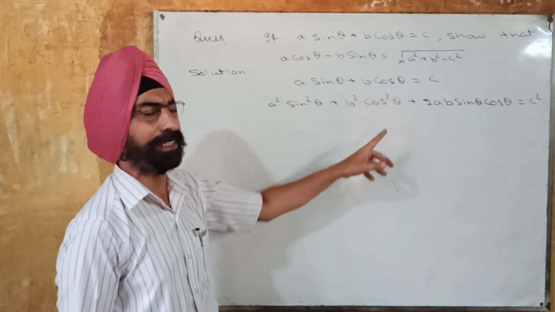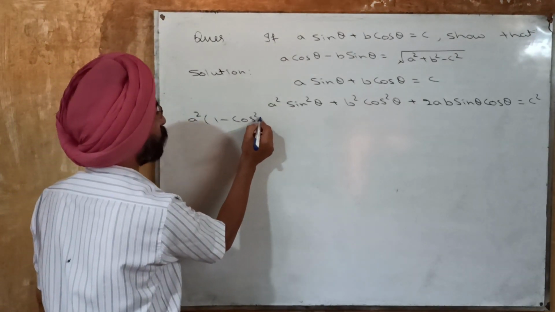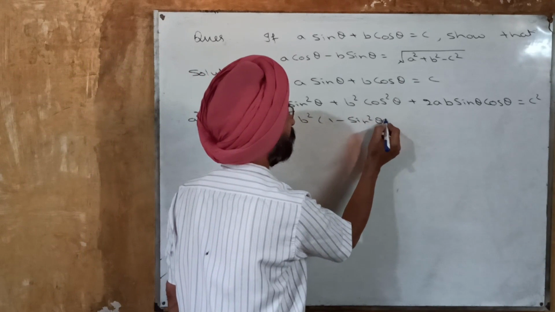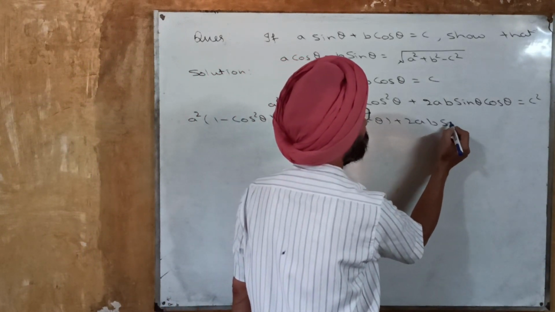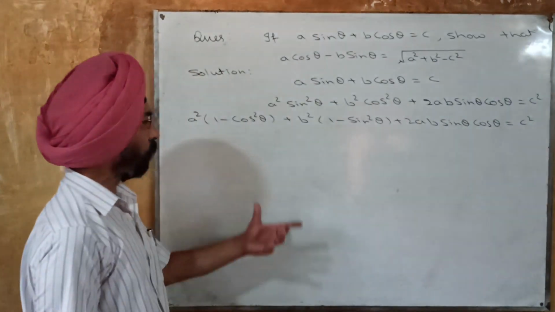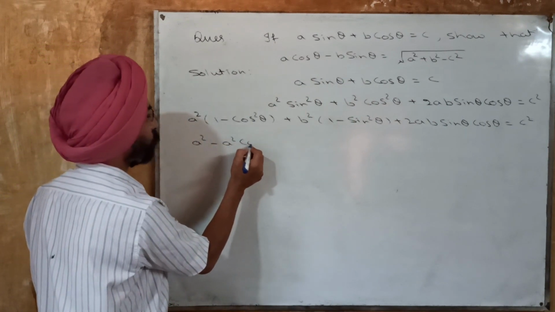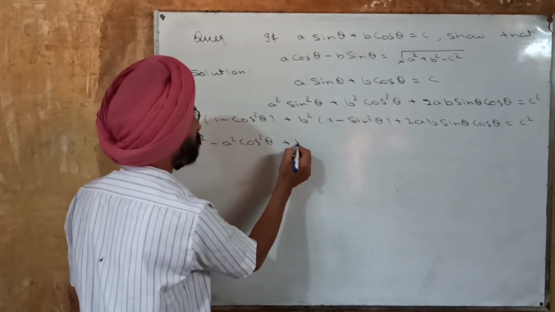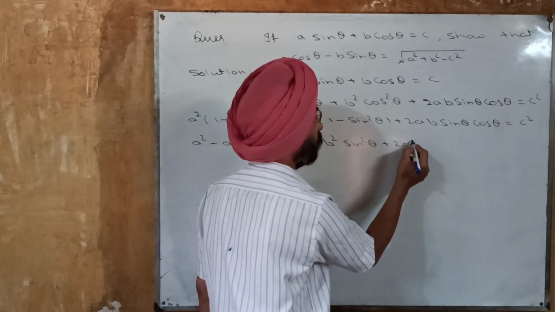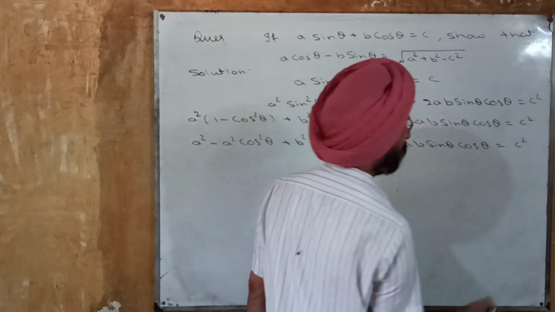Sorry for that. Now I'm going to change this sin square theta as 1 minus cos square theta and this cos square theta as 1 minus sin square theta to obtain a square times 1 minus cos square theta plus b square times 1 minus sin square theta plus 2ab sin theta cos theta is equal to c square. Now open the brackets on the left hand side. a square minus a square cos square theta plus b square minus b square sin square theta plus 2ab sin theta cos theta is equal to c square.